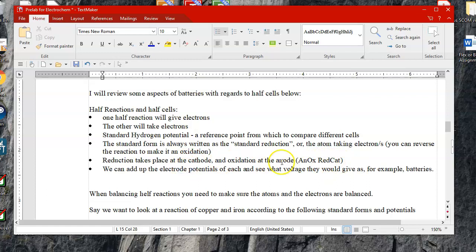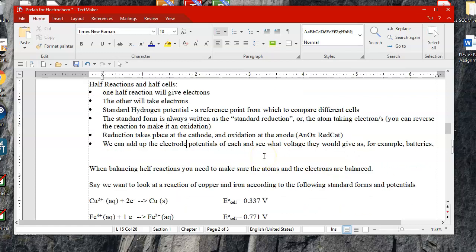Okay. And then we can add these standard electrode potentials together to make something like, say, a battery. So if we combine one as the reduction and one as the oxidation, then one is going to be giving electrons, the other is going to be taking. We can then utilize that electric potential. We just capture it and run a line connecting the two, and then put something in between that line. So we use that energy. And this is the principle behind batteries.